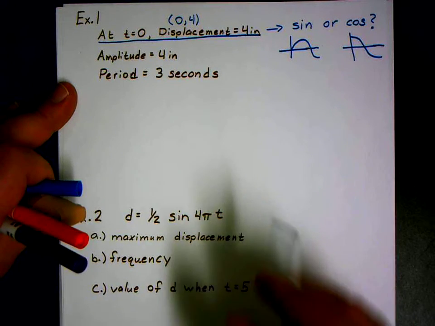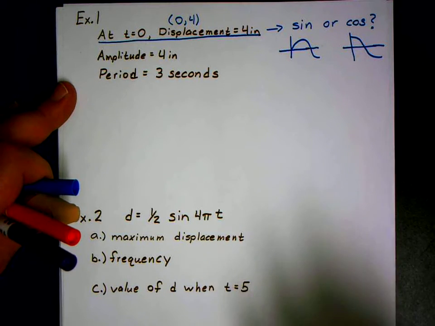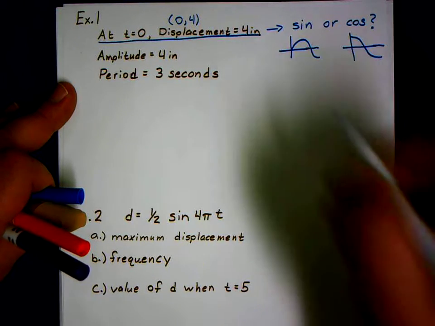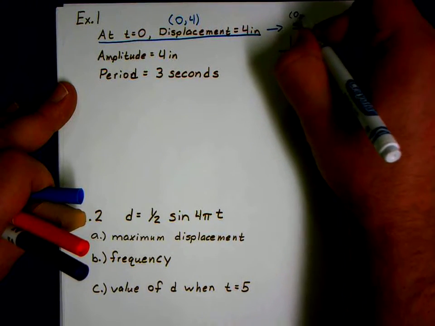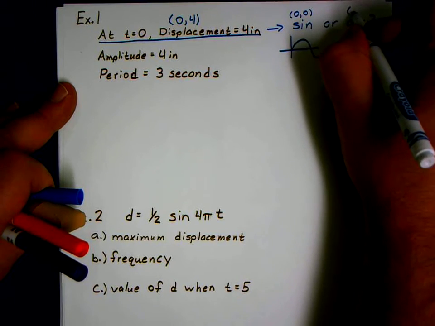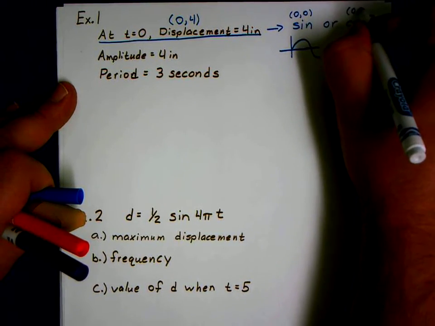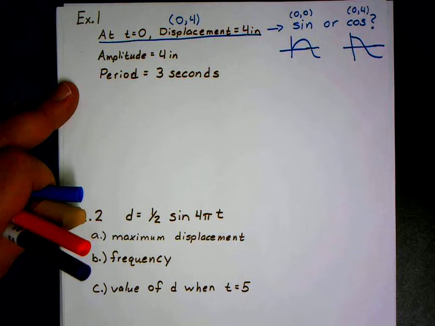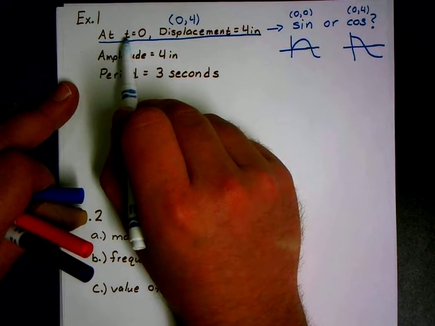So this first statement is either going to give you an ordered pair of something like (0, 4), or it's going to give you an ordered pair of (0, 0). If it gives you (0, 0), that would mean sine. If it gives you 0 and another number, that's going to mean cosine. The first value would always be 0 because they're always going to tell you t equals 0.